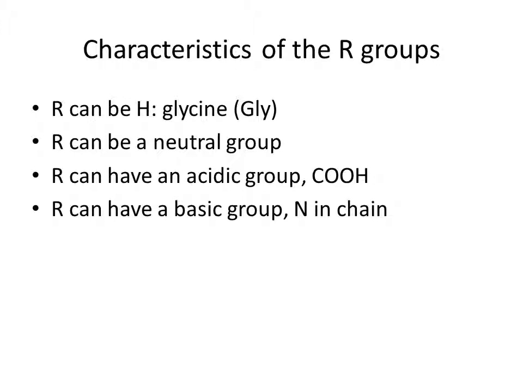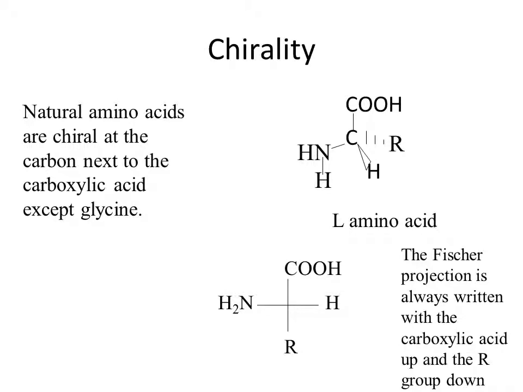There are three possibilities for that R group. It can be a neutral chain, so it either has all carbons, or it might have carbons with an alcohol group, which is neutral, or it might have carbons with a thiol group, which is neutral. Or the R group can have an acidic group in it, a carboxylic acid. Or the R group can have a basic group in it, an amino group in there.